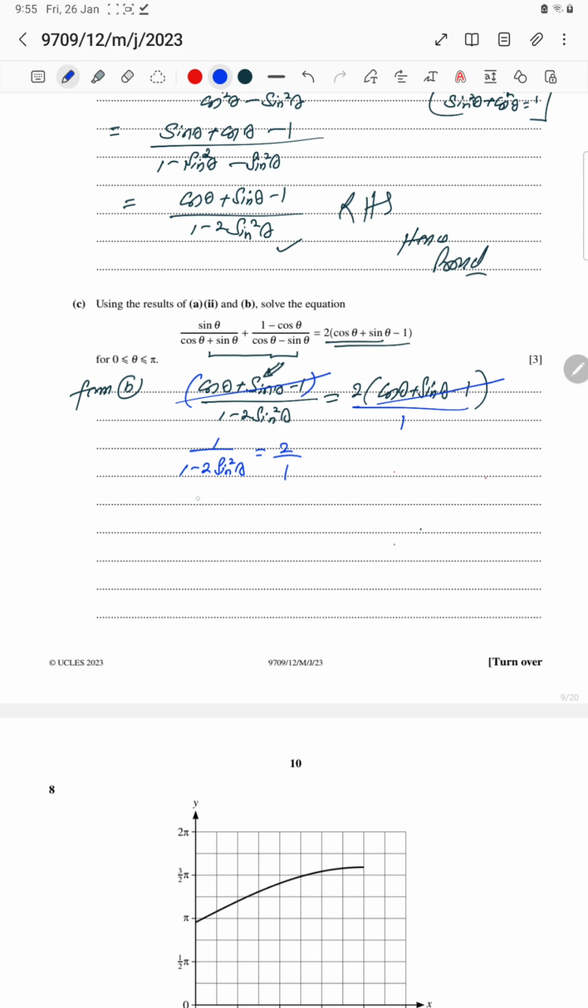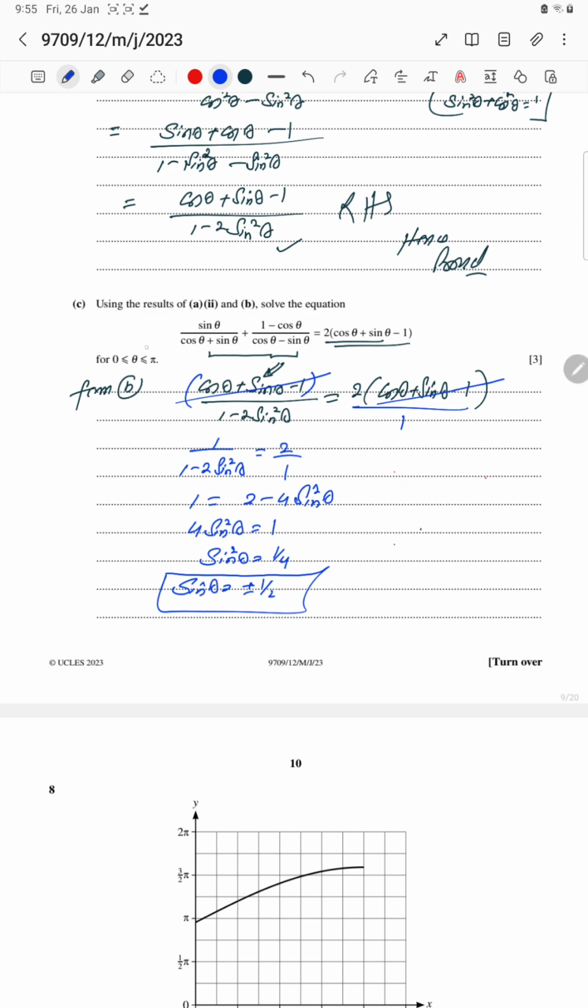Do the cross multiplication. 1 is equal to 2 minus 4 sine square theta, and 4 sine square theta is equal to 1. 2 minus 1 is 1. So sine square theta is equal to 1 by 4. Sine theta is plus minus 1 by 2. So these are two results.